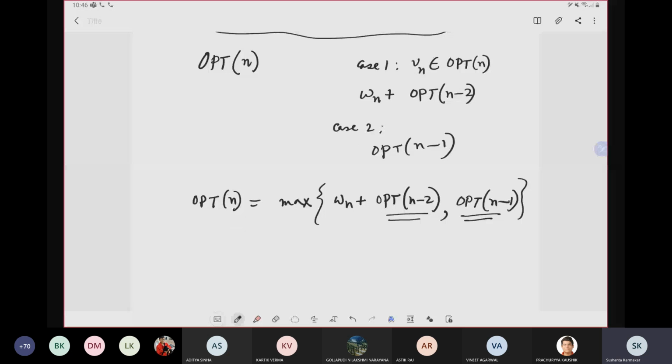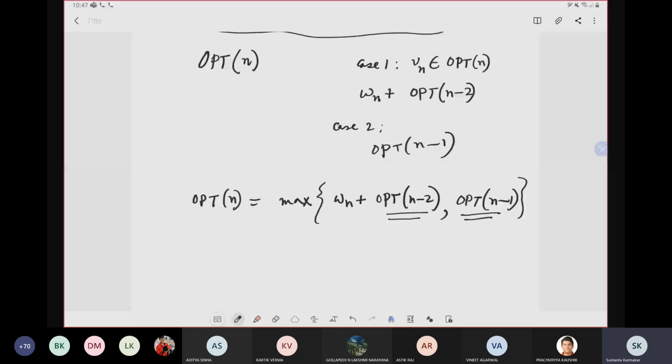Once I have this kind of overlapping, I have an understanding that probably this is a case of dynamic programming. Why is it so? Before understanding that, we must understand, okay, I have formed such an equation. What is the good in it? What is the good thing in it?